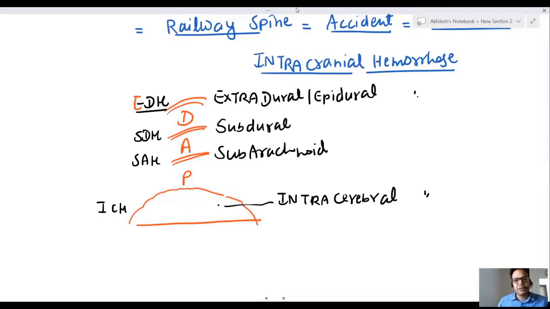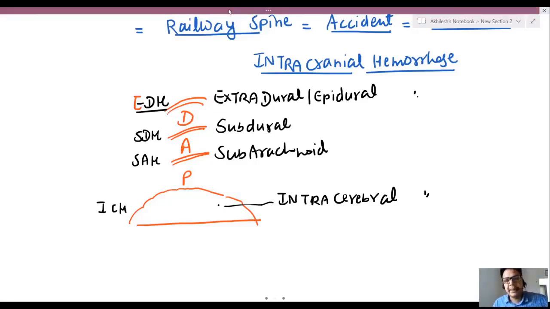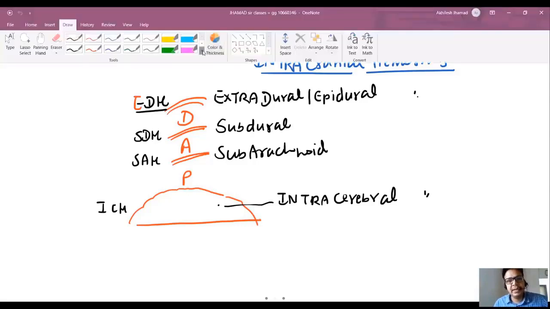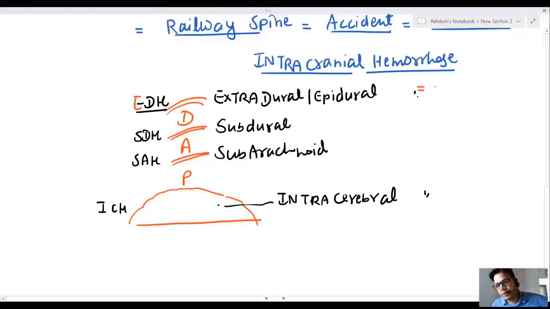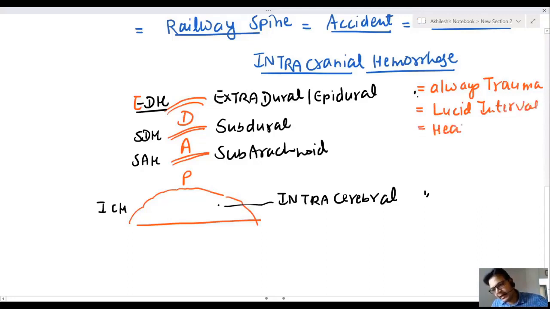Now, what are the questions you generally get? Sir, first is epidural hemorrhage. Epidural hemorrhage is always due to trauma, no other cause. In epidural hemorrhage, we have lucid interval. And in epidural hemorrhage, the hematoma is epidural in nature.